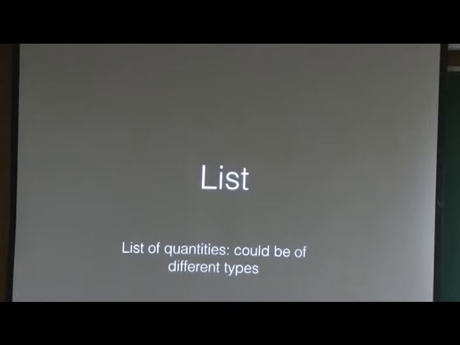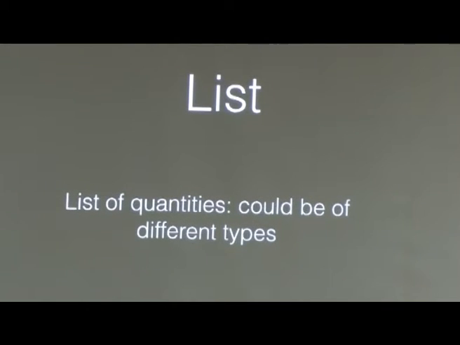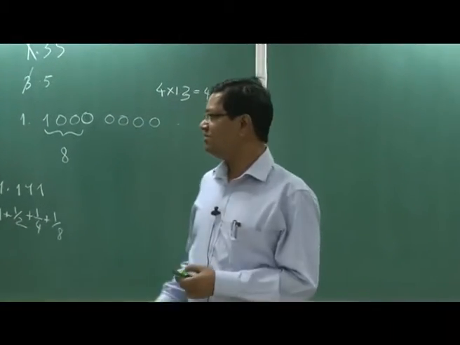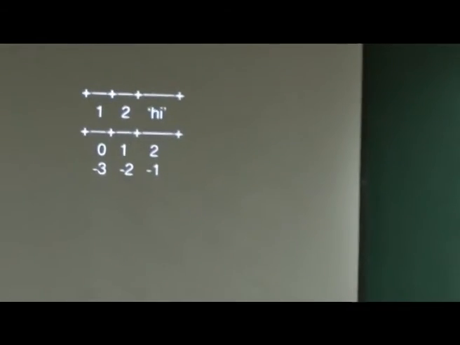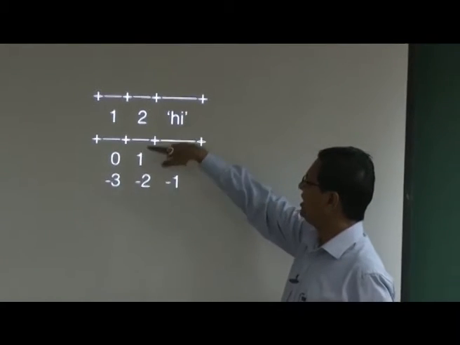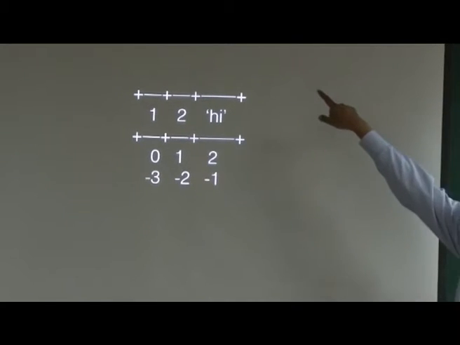The next important thing, which I will just cover for completeness, is called a list, which we do not use in physics, but computer scientists use it more often. A list is a collection of objects, and these objects could be of different types. Some could be integers, some could be real, some could be strings. One example is 1, 2, hi. So, these are 3 elements: 1, 2, and hi, where hi is a string, and this whole thing is a list.